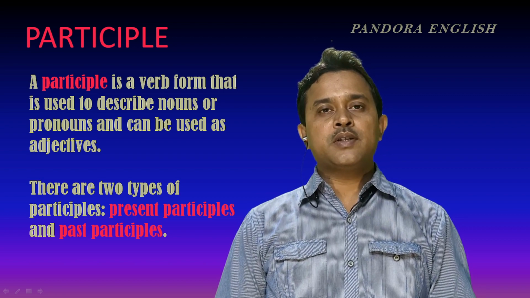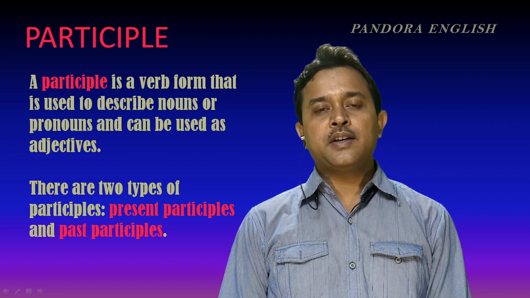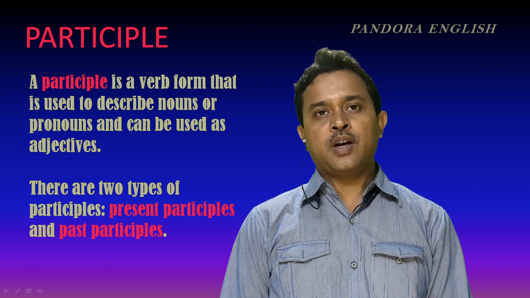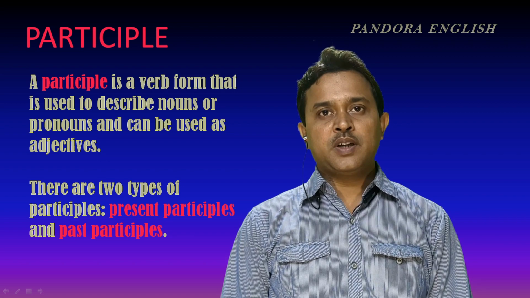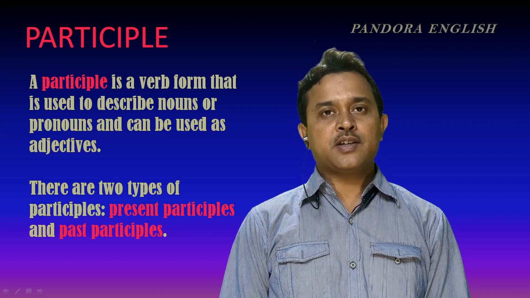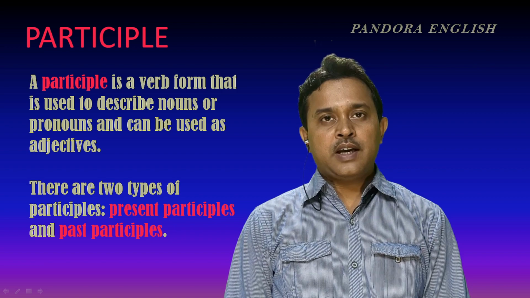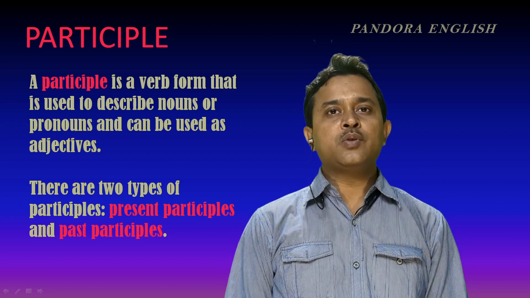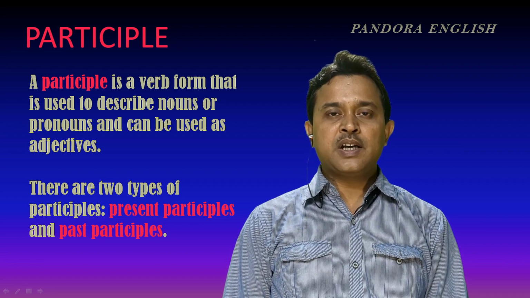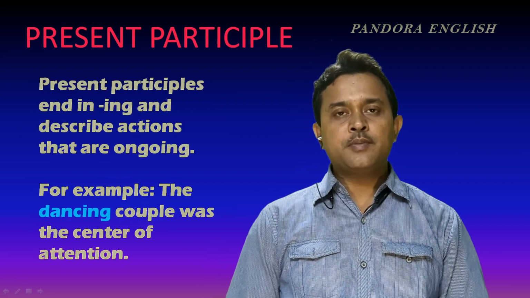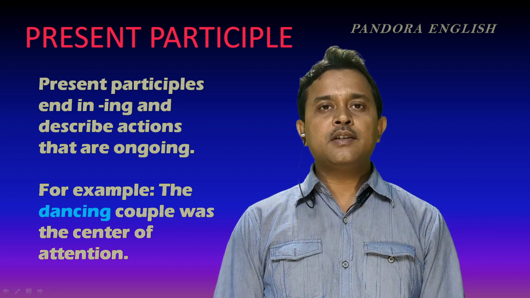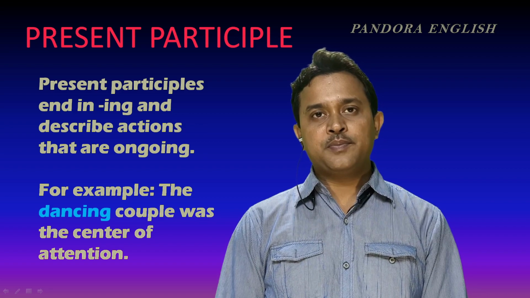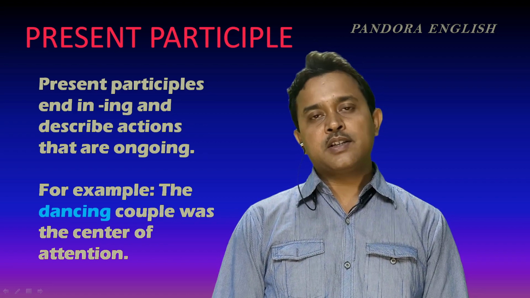A participle is a non-finite verb that is used before a noun or a pronoun to describe them. It is used as an adjective. As we have already discussed, the participles are of two kinds: present participle and past participle. Present participles end in ing and they describe an action that is ongoing.